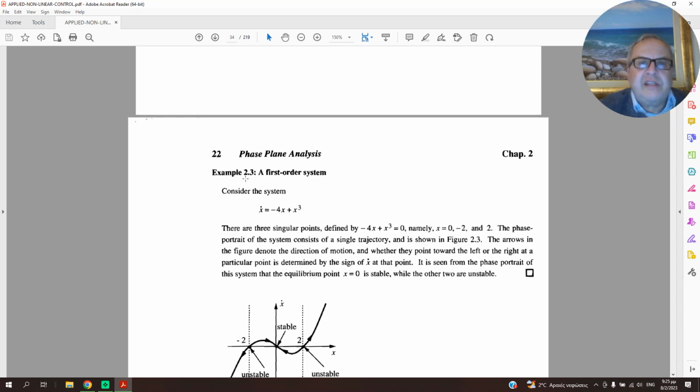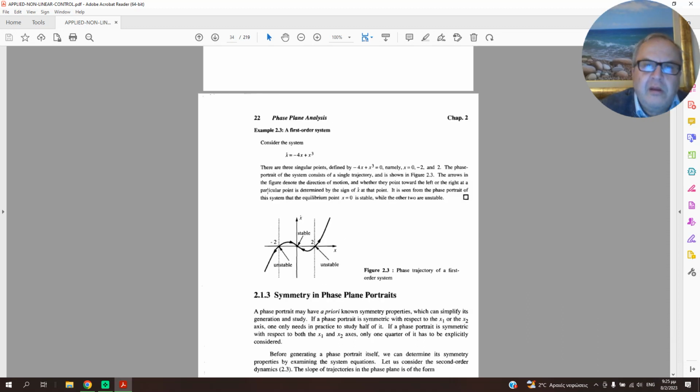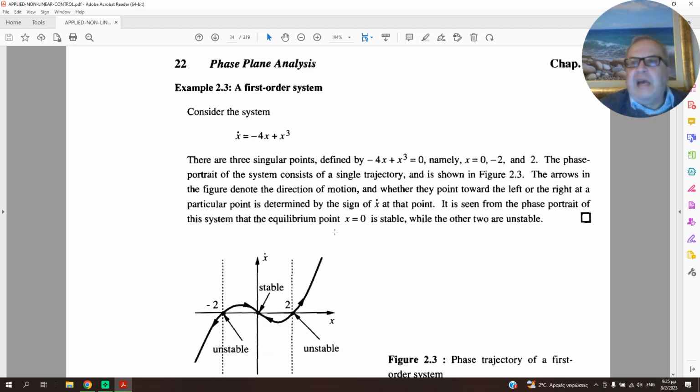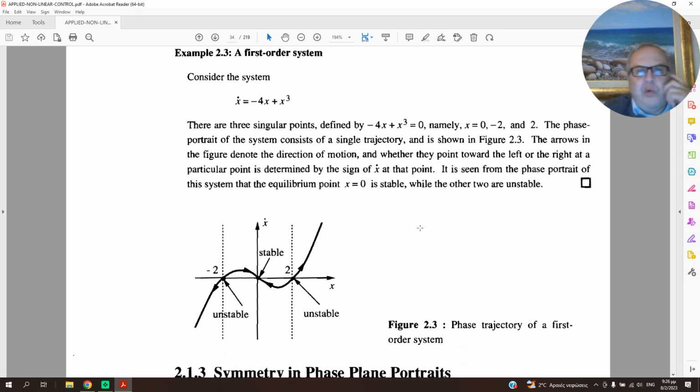Let's see a first order system. A first order system is this. How many equilibrium points do you have here? You must solve this equation: minus 4x plus x cubed equal to 0. If you solve this algebraic equation, you find 3 equilibrium points. So singular points are the equilibrium points, the same thing. So here you have 3 equilibrium points.